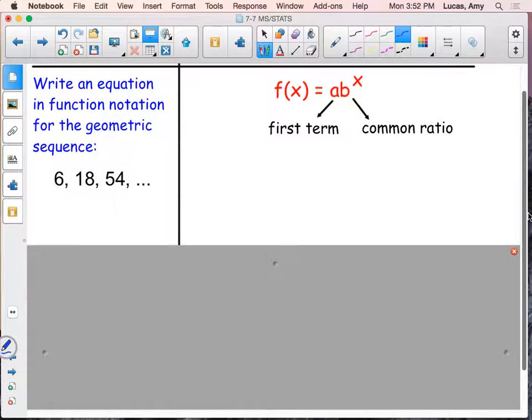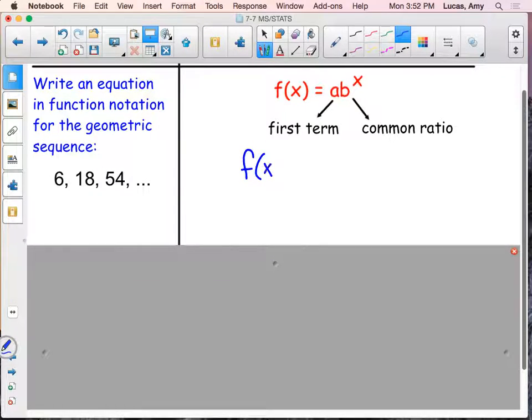Now we're going to change and we are going to answer the question, how do you write an equation in function notation for the geometric sequence? So to write an equation, f of x equals a times b to the x power, we need 2 really important pieces of information from the sequence. We need the first term in the sequence and the common ratio. So the first term in this sequence is 6.